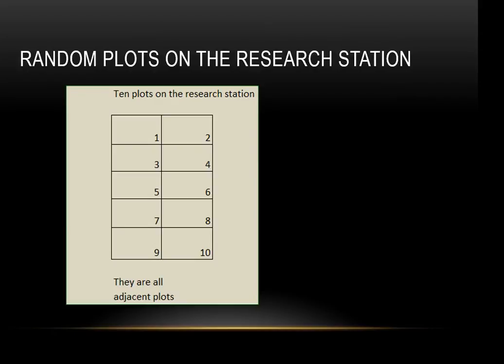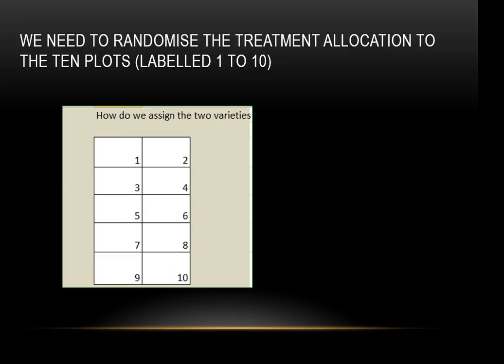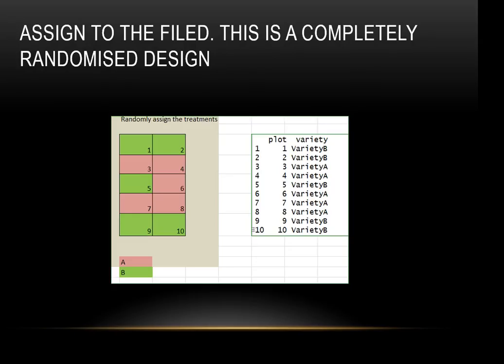Here are the random plots on the research station. I've just labelled them 1 to 10. They're all adjacent to each other and they're equal size. We need to randomise the treatment allocation to these 10 plots. I've labelled them 1 to 10. We need to assign the 2 varieties randomly so that each plot either gets an A or a B, and it's done randomly. So how do we do this?